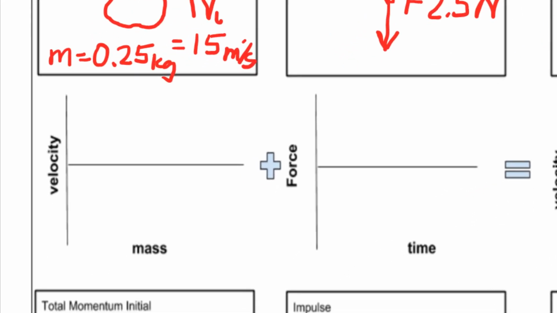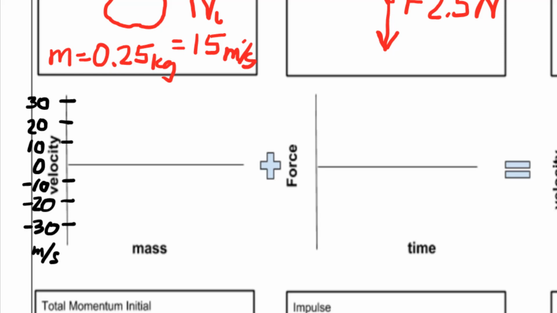I can represent my initial momentum by either just multiplying velocity times mass, or I can represent it as the area of a velocity mass graph. So let me go ahead and label the axes here. On the velocity axis, I have upward as the positive direction and downward as the negative direction, in meters per second. And my horizontal axis is mass in kilograms. I've arbitrarily decided to put 0.1 kilogram divisions because I have to cover about 0.25 kilograms.